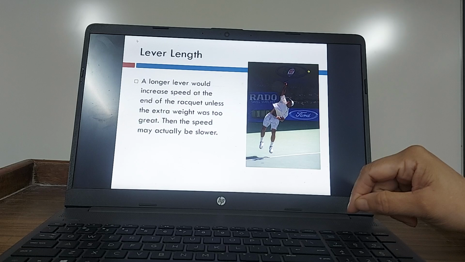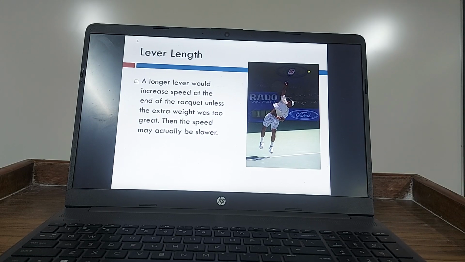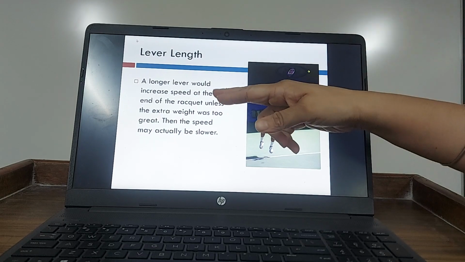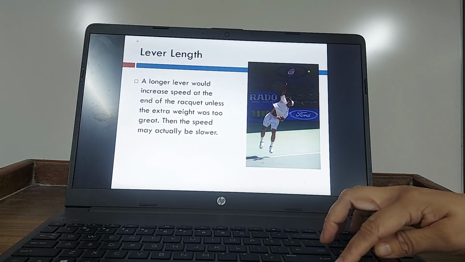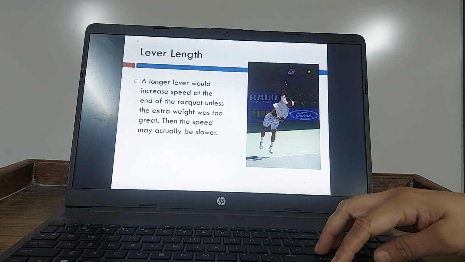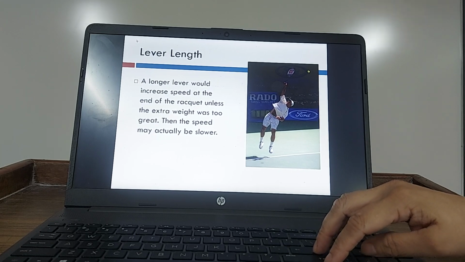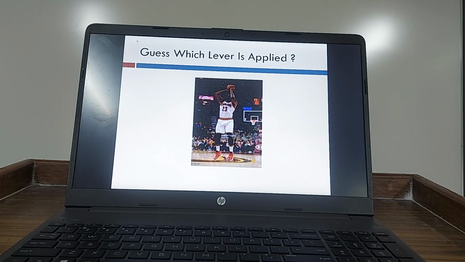The question is, unless the extra weight was too great, the weight of the ball can be a big question over here, or the tension of the racket can be a question over here. But the long lever arm will increase the speed of motion. That is, when hitting the ball, you have increased the lever arm, so the speed is more. Fine. The speed can be slow only if the weight and the tension are changed: the tension of the racket, the strings of the racket, or the weight of the tennis ball. Fine. Now I was giving an example of this.